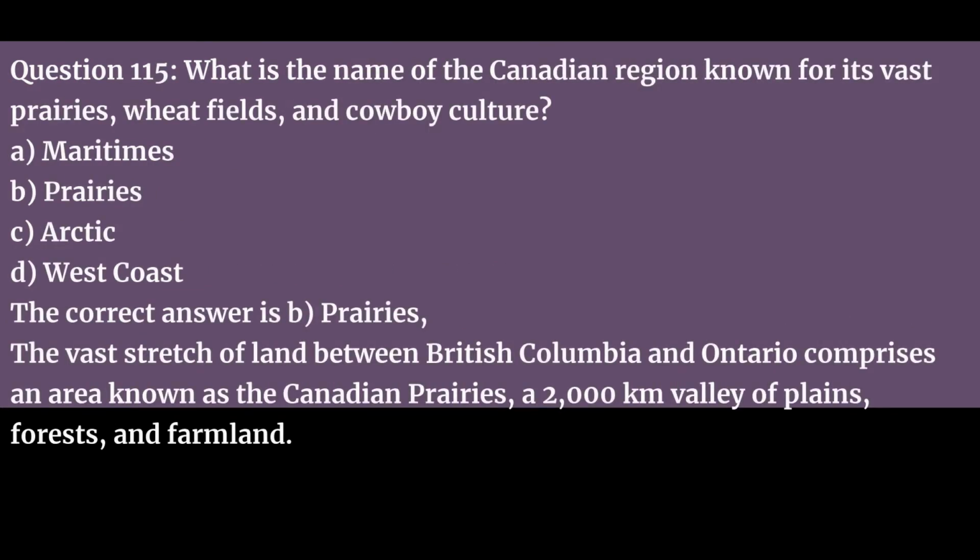Question 115. What is the name of the Canadian region known for its vast prairies, wheat fields, and cowboy culture? A. Maritimes, B. Prairies, C. Arctic, D. West Coast. The correct answer is B. Prairies. The vast stretch of land between British Columbia and Ontario comprises an area known as the Canadian Prairies, a 2,000 km valley of plains, forests, and farmland.